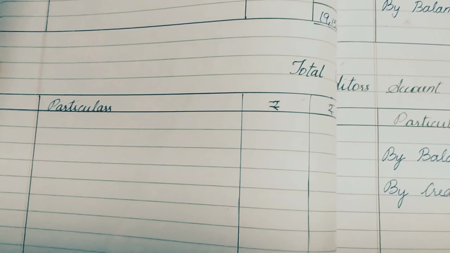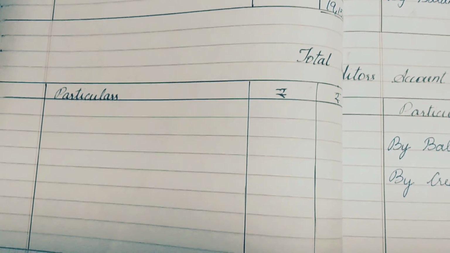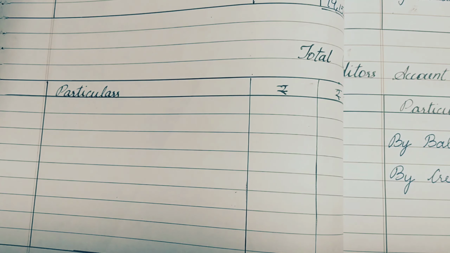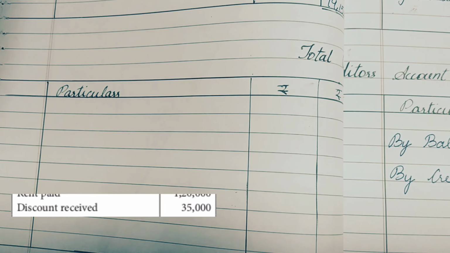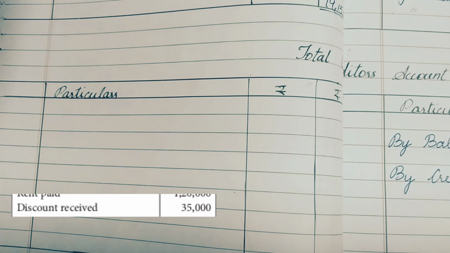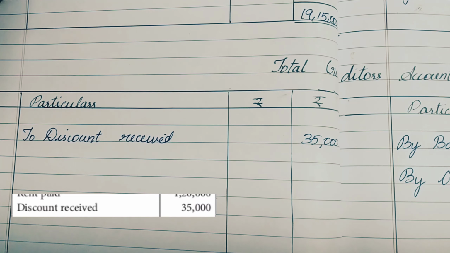So we're going to move to the debit side of the total creditors account, and the rest of the sum is going to be completed with the debit side only. So other than these two items, what we have pertaining to the total creditors account is the discount which has been received. So this is taken from the other details given in the problem. So to discount received 35,000 from the other details I have recorded.